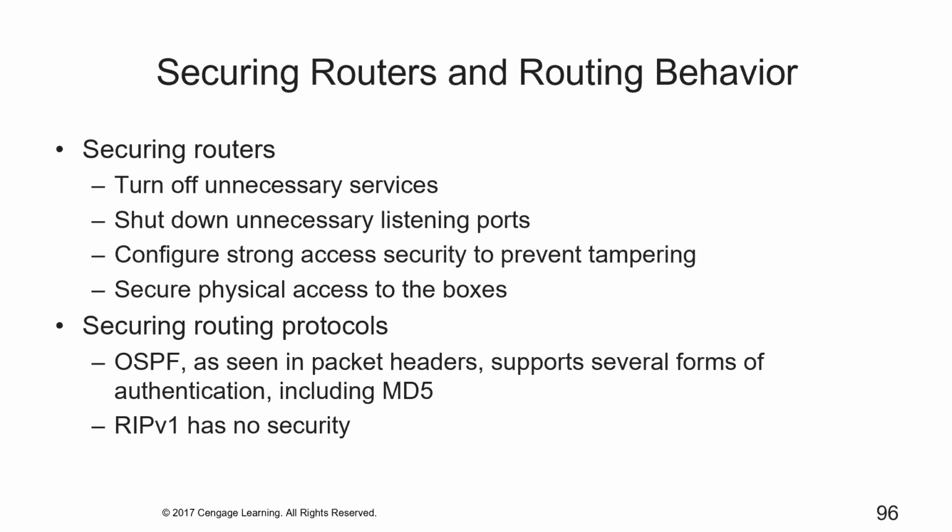So when you think about securing routers and routing behavior, the two aspects of routing services that you have to secure are the routers and the routing protocols. Routers contain network addressing information. They're a doorway between networks. The doorways need to be guarded closely. So in terms of securing routers, turn off services you don't need, shut down any ports you're not using, configure strong access to prevent tampering, and secure physical access. In terms of routing protocols, OSPF supports several forms of authentication, including MD5, though you really shouldn't be using MD5. RIPv1 has no security.